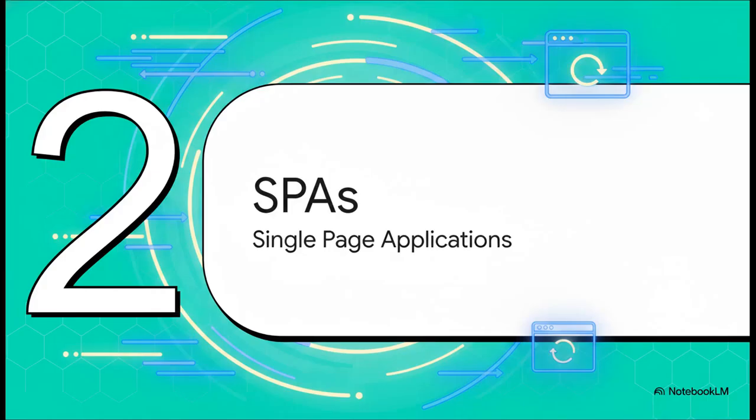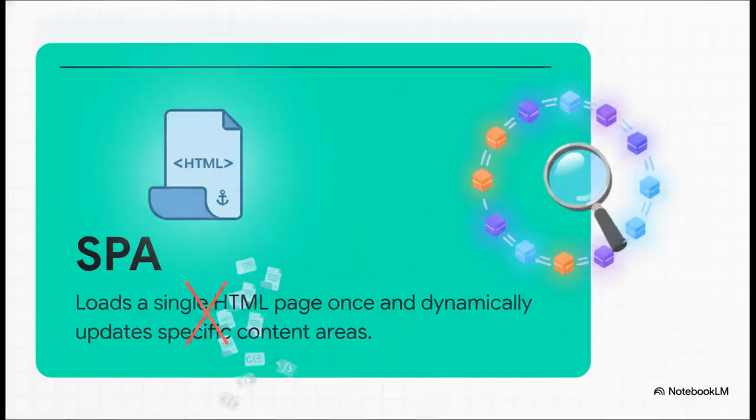Section 2. Single-page applications. This right here is where we uncover React's ultimate superpower and how it fundamentally changes the way our browsers load websites. A single-page application, or SPA, is a brilliant concept. It's exactly what it sounds like, a web app that loads a single HTML page just once. Then it dynamically updates specific content areas as the user interacts. By doing this, it completely eliminates those clunky, slow, full-page server requests where the browser is just repeatedly downloading the exact same CSS and HTML.